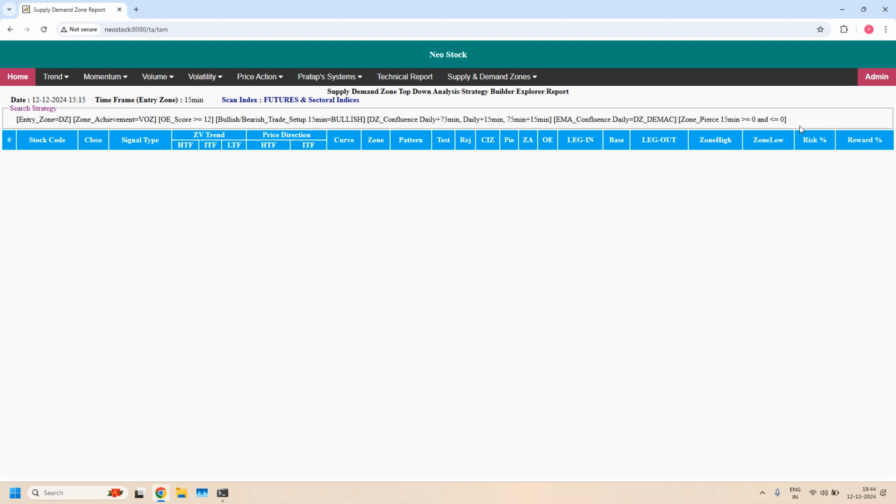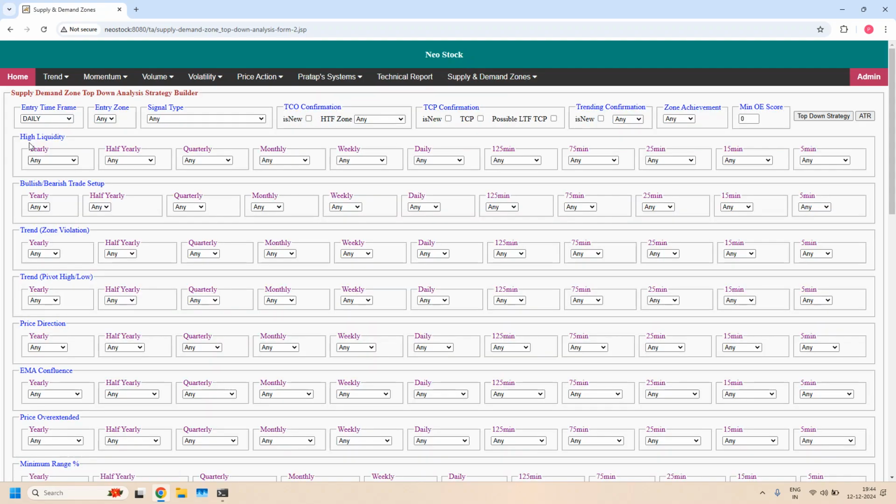With this filter, out of those 2 stocks, none have EMA confluence. No issues. But LTF, ITF EMA confluence stocks are available. Okay, next let us look for the bearish trade setup for daily income trade.